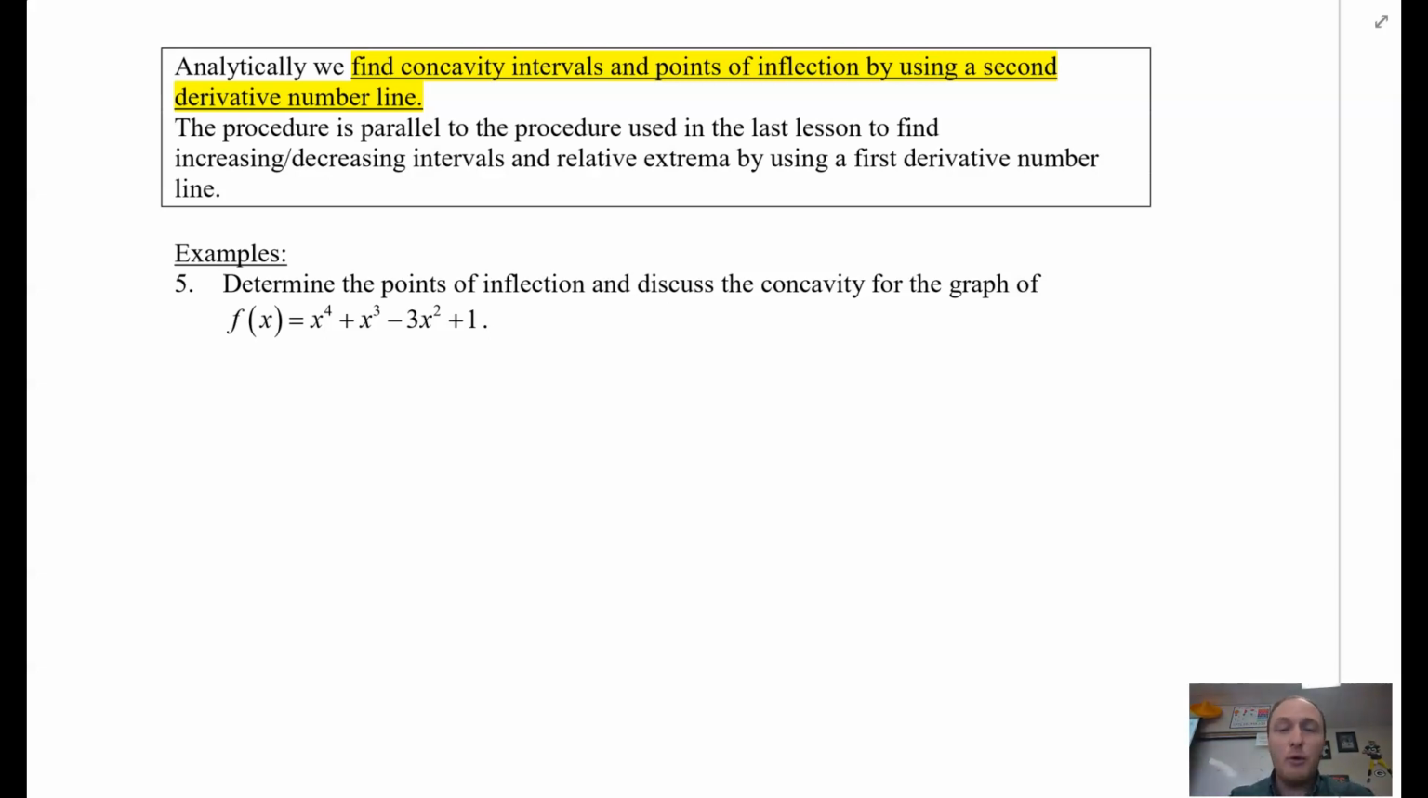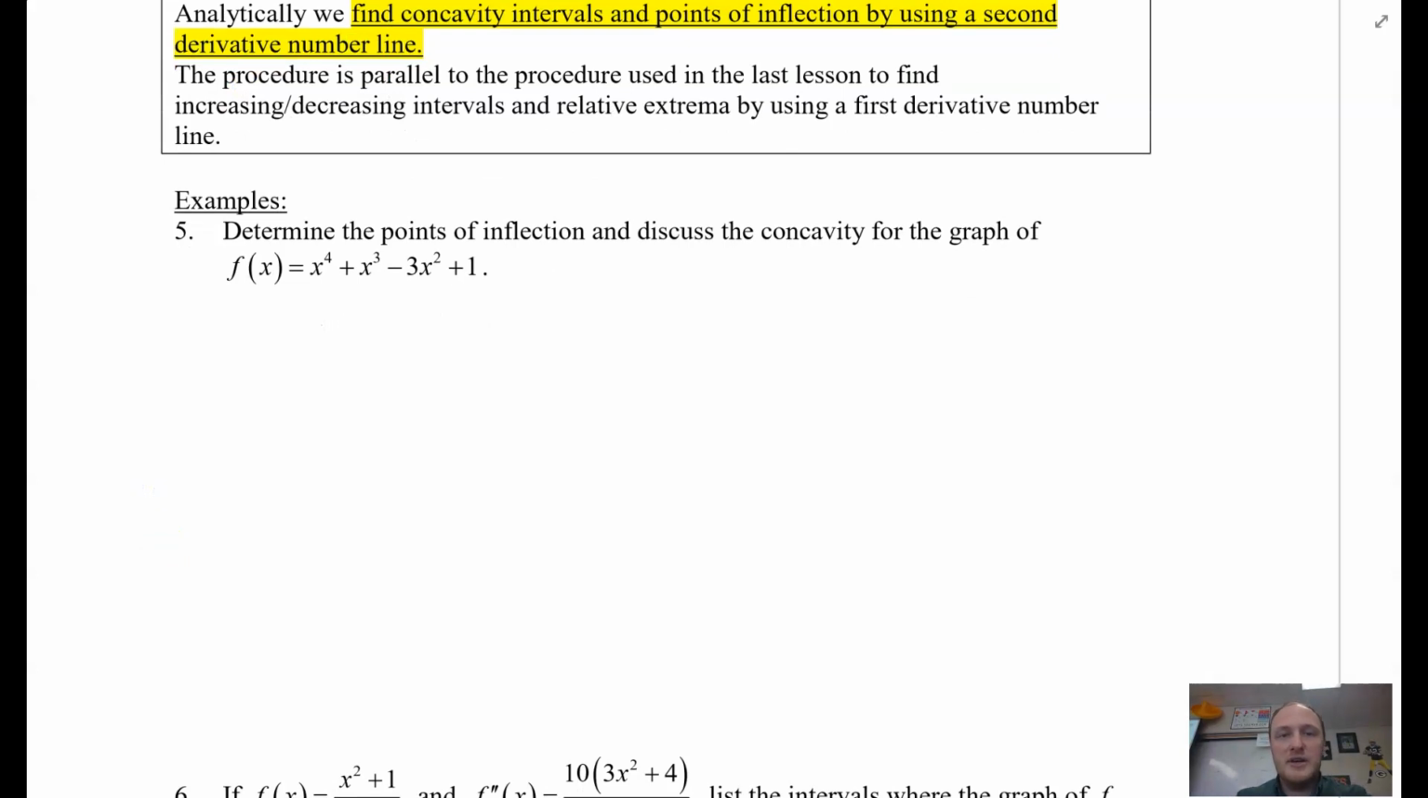So how we do this is we're going to use the second derivative test, and the procedure is exactly the same as what we did with the first derivative test in finding increasing and decreasing. We're going to take the double derivative, analyze the critical numbers, and then do a sign analysis to figure out where it is positive and where it is negative, and that tells us concave up, concave down.